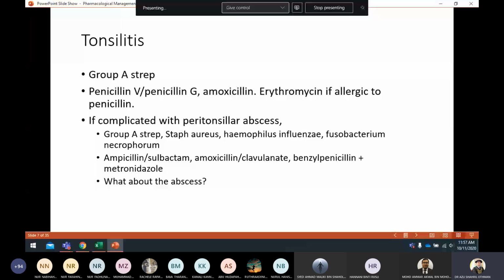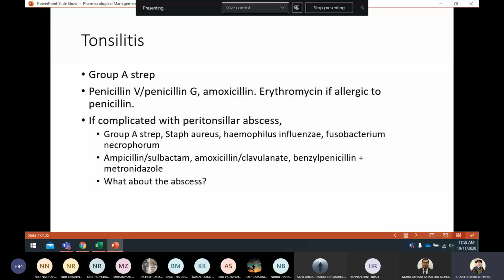So remember again the main classes of antibiotics: you have your cell wall inhibitors, protein synthesis inhibitors, and DNA synthesis inhibitors. All those different drug classes will be mentioned today. So tonsillitis by itself is usually not a problem.